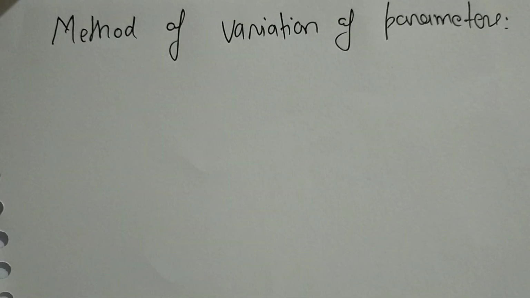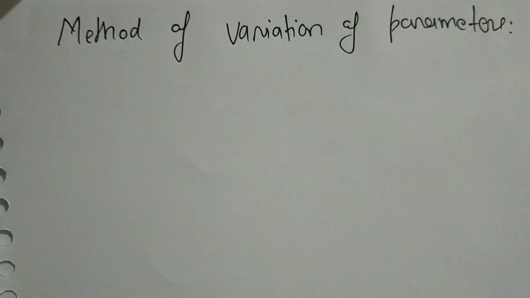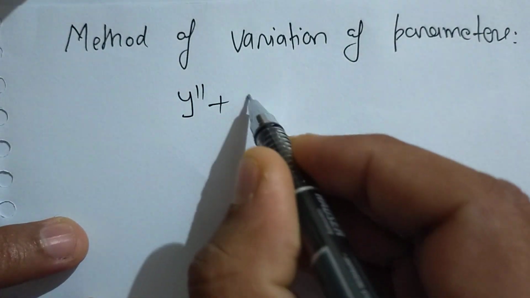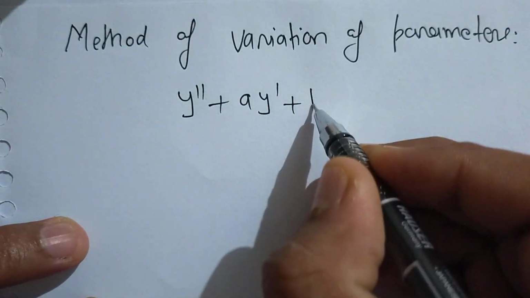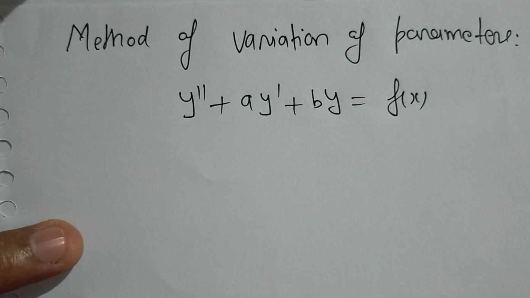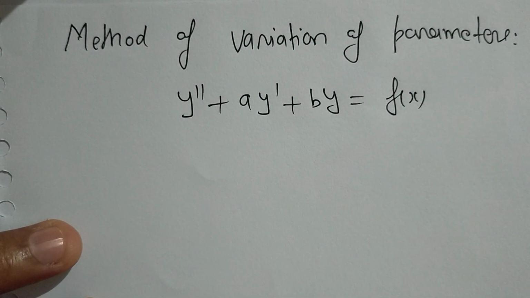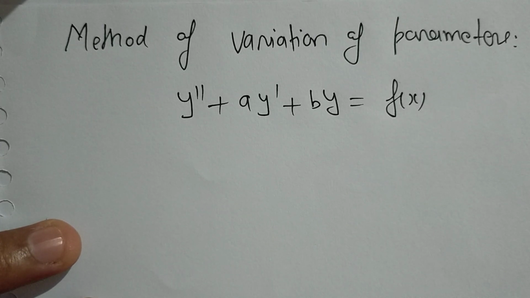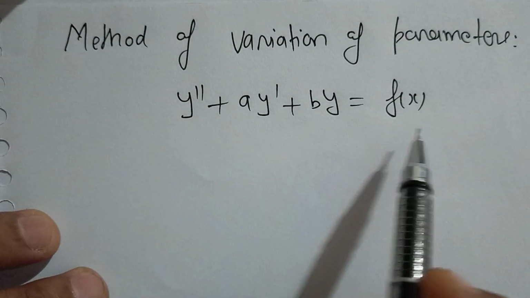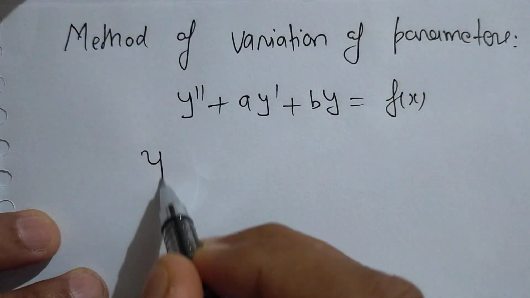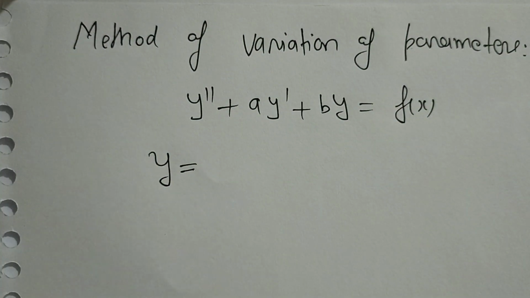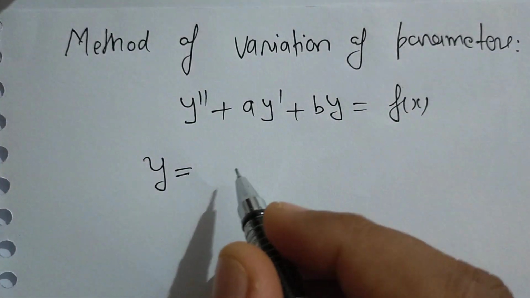Now let us see the working procedure for the method of variation of parameters. Let us have the second order differential equation y double dash plus a y dash plus b y equal to f of x. This is the non-homogeneous second order ordinary differential equation with constant coefficients. The general solution of this equation will be in two parts: y equal to complementary function plus particular integral.